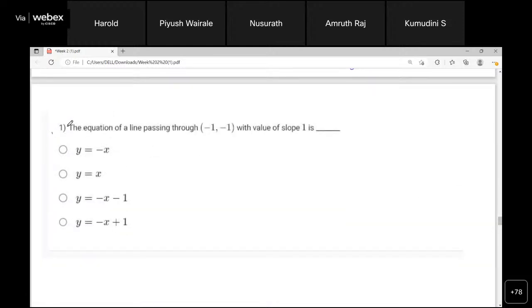Okay. Now just solve this. Find the equation of a line passing through a point with a given slope. The slope is given, the point is given.